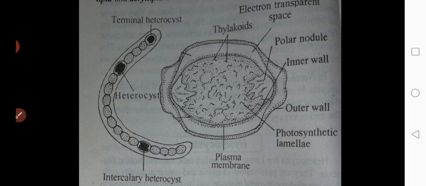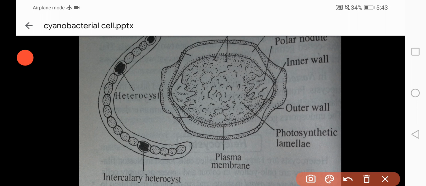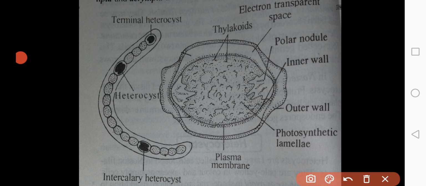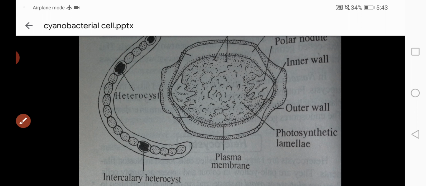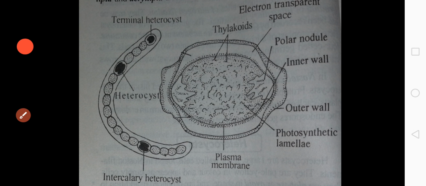And in this picture you can see the terminal and the intercalary heterocyst. Terminal means the heterocyst is present at the tip, and if the heterocysts are held between the cells, then it is called intercalary. So these are about the ultrastructure of heterocyst. Thank you.